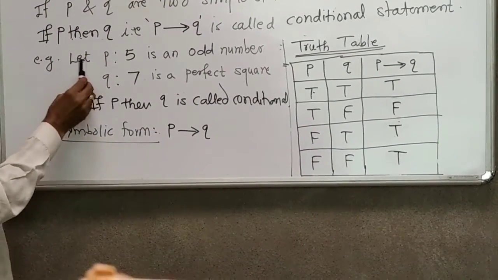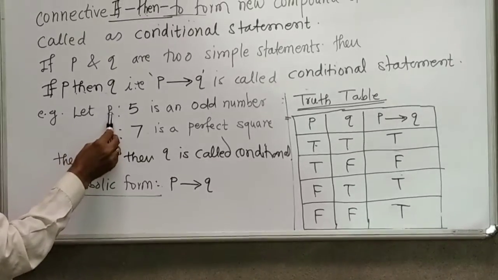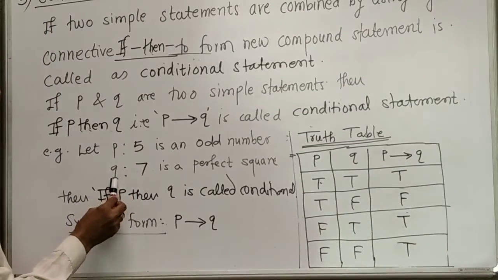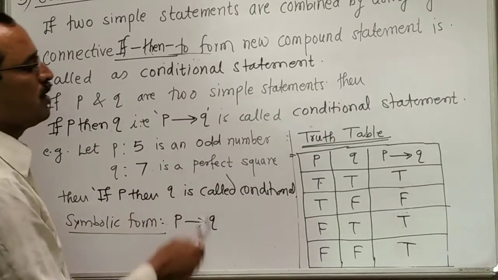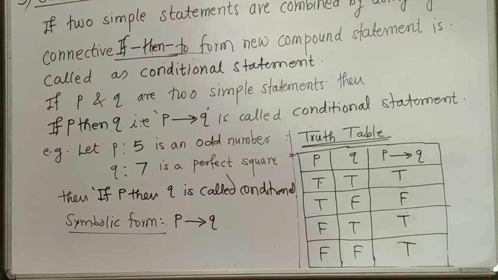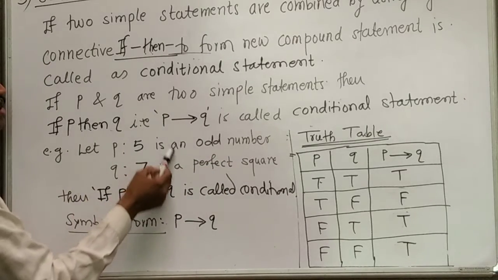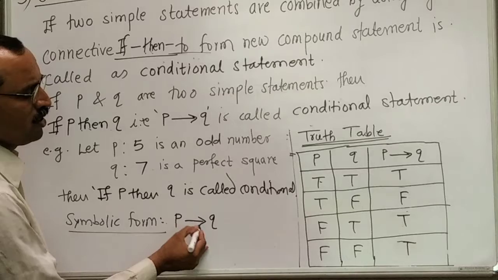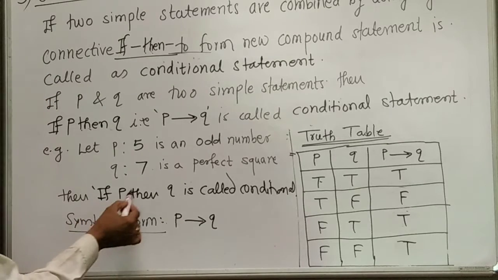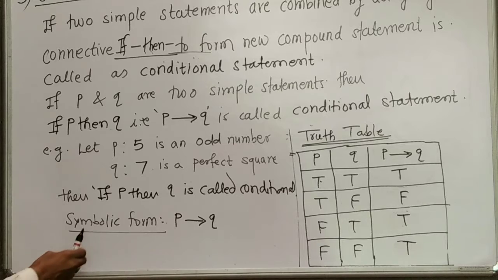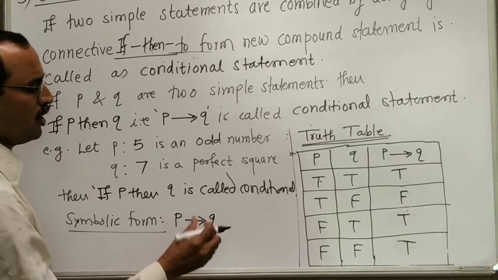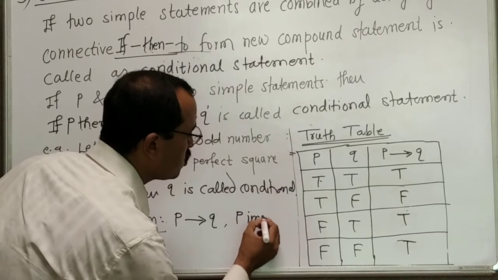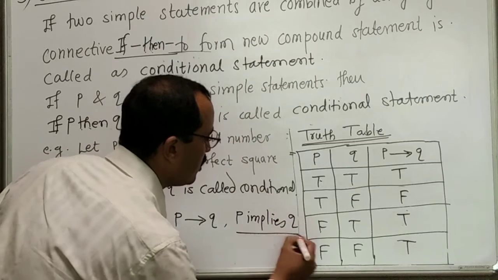Let us consider one example. We consider one statement P as "5 is an odd number" and the second statement Q as "7 is a perfect square". We consider these two simple statements separately, and we combine them by using the connective if-then. The if-then symbol is a single-sided arrow. Then if P then Q is called a conditional statement, and its symbolic form is P implies Q.